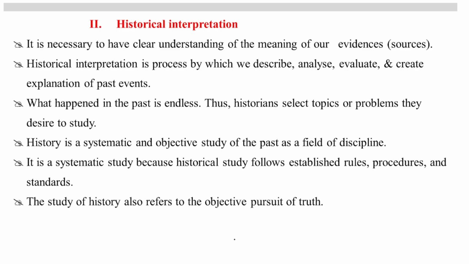The second key element of history is historical interpretation. When we say historical interpretation, it is necessary to have a clear understanding of the meaning of our evidence or sources. This means historical interpretation is having a clear understanding of the meaning of our evidence or source. This is known as what? Historical interpretation. Historical interpretation is a process by which we describe, analyze, evaluate, and create explanation of past events.